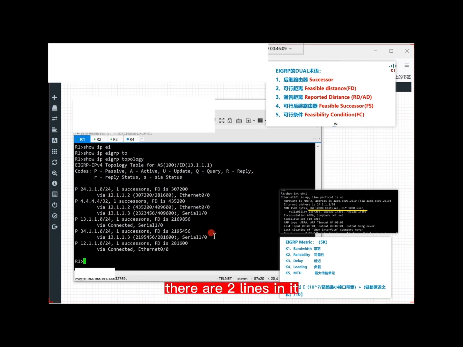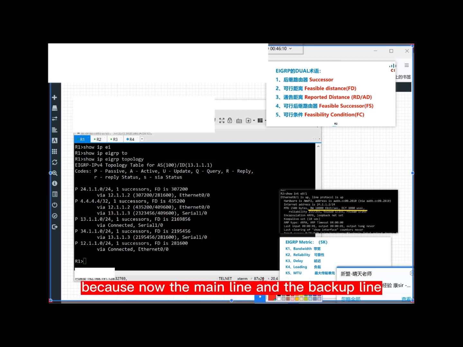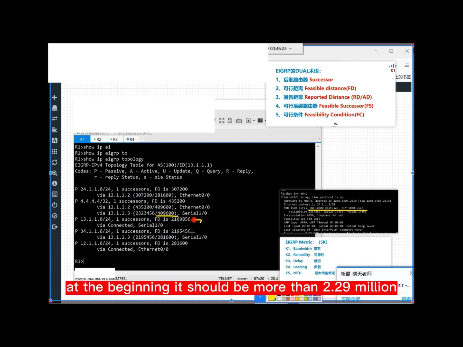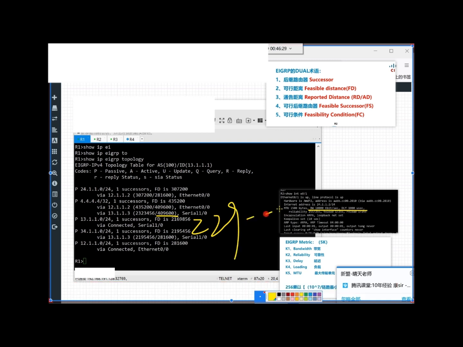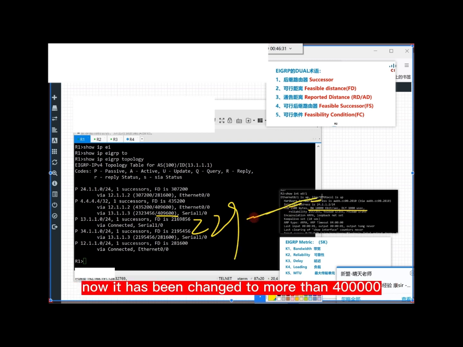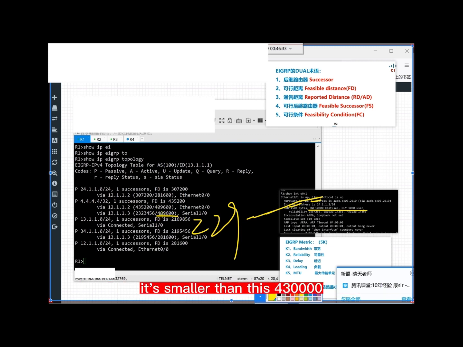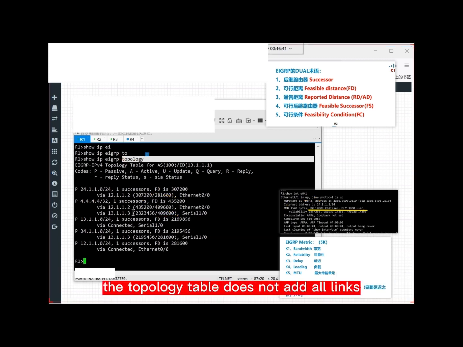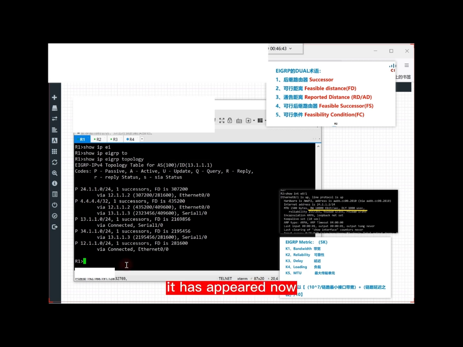Okay. Now let's look at the topology table. There are two lines in it, because now the main line and the backup line, the two values become exactly the same. This can also be brought into the formula just now to calculate. At the beginning, it should be more than 2.29 million. Now it has been changed to more than 430,000. So it comes in now. The topology table did not add all links. It has appeared now.